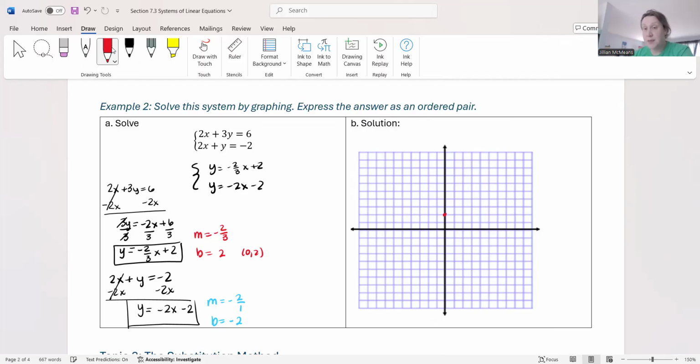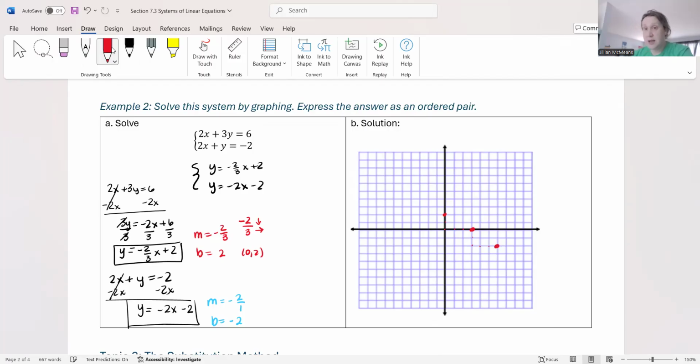And then from there, I apply my slope. Well, my slope is -2/3, so I'm going to put the negative in the numerator. That tells me to go down 2 and to the right 3. So I go down 1, 2, and to the right 1, 2, 3. Go down 2, to the right 1, 2, 3.